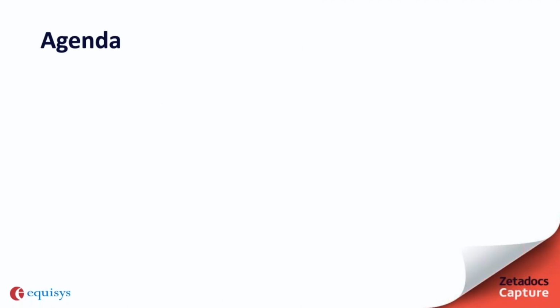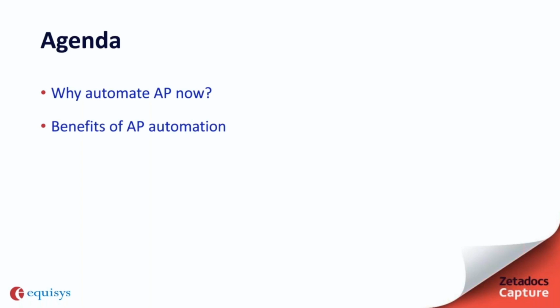So let's look at the agenda for today. First, we'll have a look at some of the reasons why you should automate your accounts payable process in this current climate. Next, we will discuss the benefits of automating your AP process with reference to our own product, Zetadocs Capture AP Automation. Then we'll get into the bit you've all been waiting for, to see the software in action with a demonstration. Then finally, we'll discuss the next steps following this webinar.